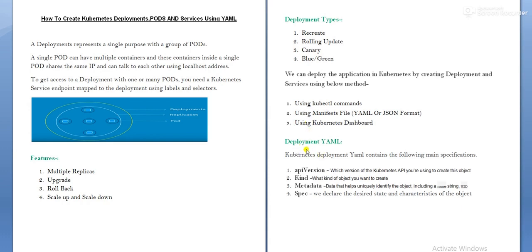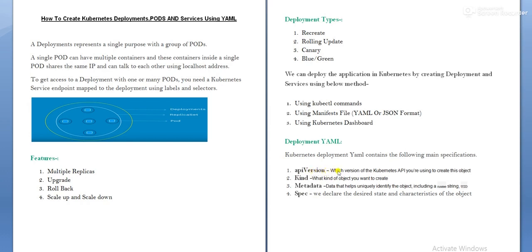Then the deployment YML. How does the YML code look like? In Kubernetes, the deployment YML contains the following main specifications. There will be four main specifications: API version, kind, metadata, and spec. There are four main sections in the YML code. When we create a YML code, at that time you will understand better.